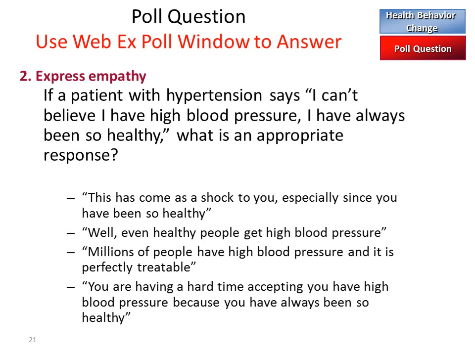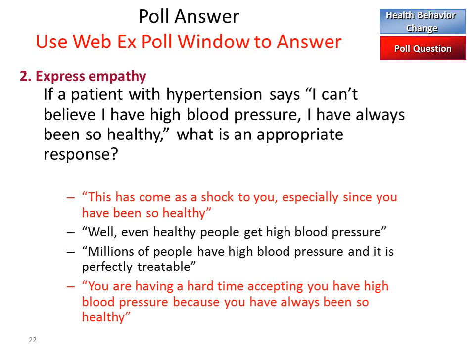One response might be, "This has come as a shock to you, especially since you've been so healthy." Second response, "Well, even healthy people get high blood pressure." Third option, "Millions of people have high blood pressure, and it is perfectly treatable." And then the last selection here would be, "You're having a hard time accepting you have high blood pressure because you've always been so healthy." If you want a moment to talk about it or think about it, you could pause here. Otherwise, we'll go right on to the answer.